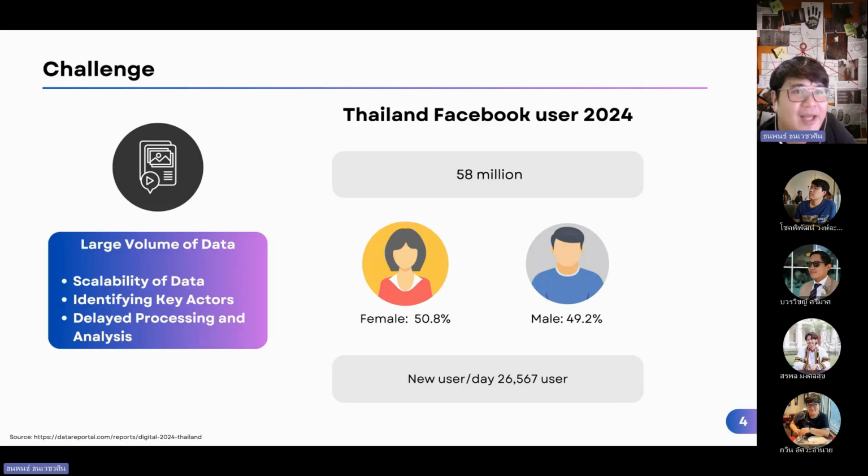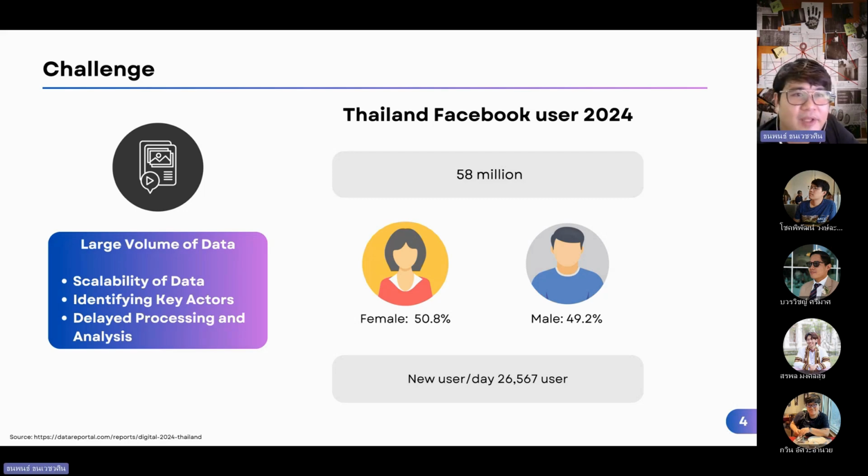Okay, the challenge of handling the huge amount of data on Facebook. In Thailand, as of 2024, Facebook had about 58 million users. Around 50% are women and around 49% are men. Every day, around 26,000 new users join this platform.